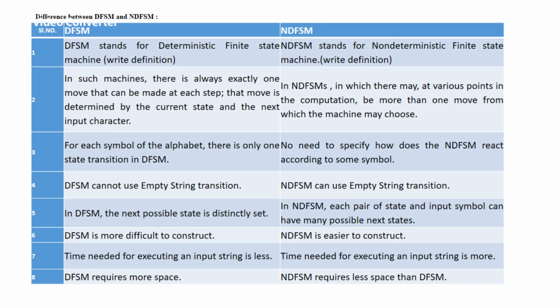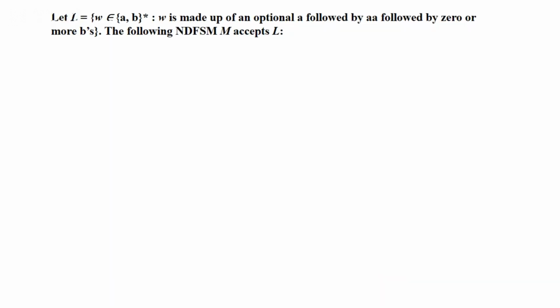Now we'll see the example. Now let us draw an NDFSM for the language W belongs to {a, b}*. That means here the strings are of a and b, such that W is made up of an optional a followed by aa and followed by 0 or more b's. You can see here, this is the rule: an optional a, followed by aa, followed by 0 or more b's.